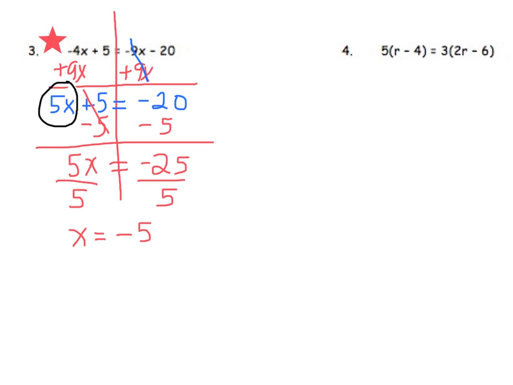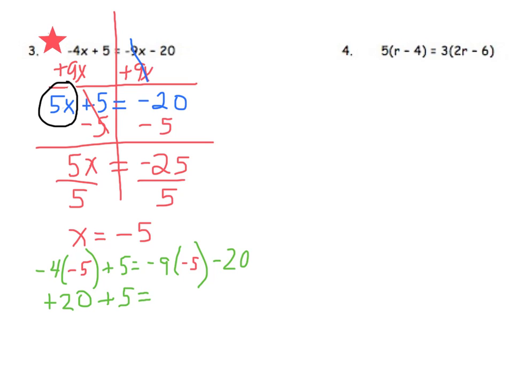So we're going to take our original equation, which is negative 4, and instead of x, we're going to plug in negative 5, and plus 5 equals negative 9, and again, instead of x, we're going to plug in negative 5 minus 20. Okay, so negative 4 times negative 5 is positive 20, plus 5 equals negative 9 times negative 5 is positive 45 minus 20.